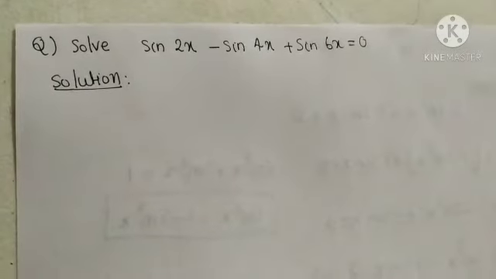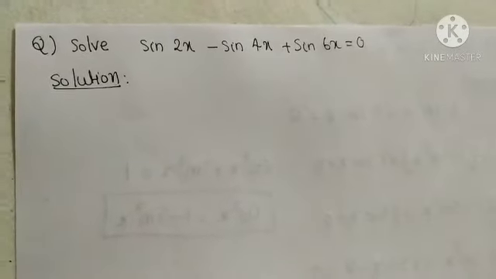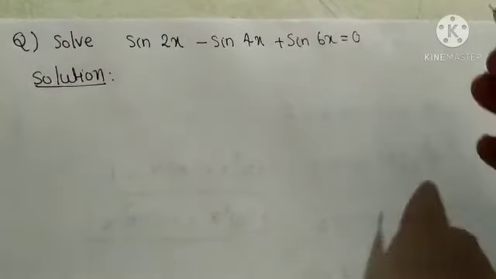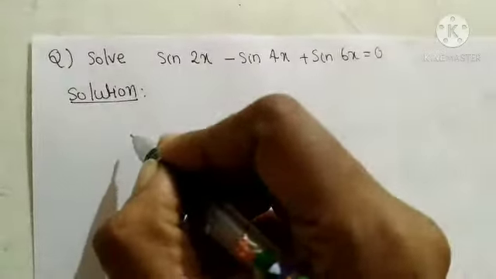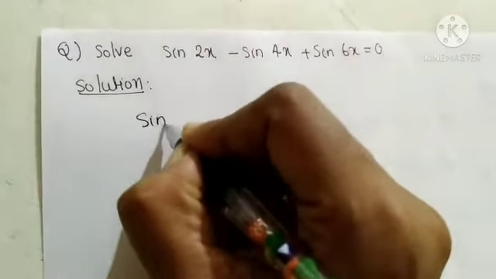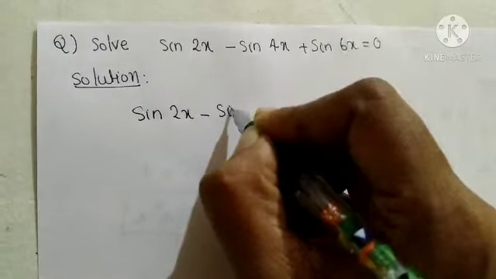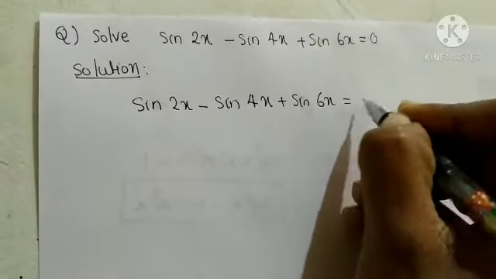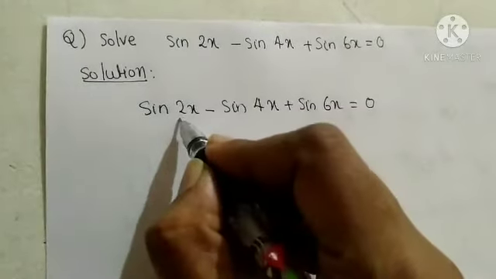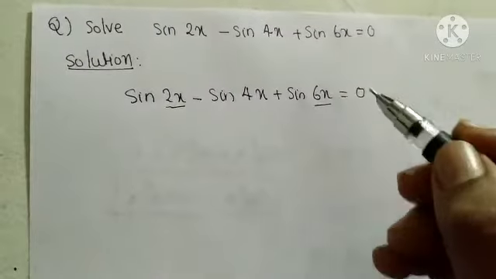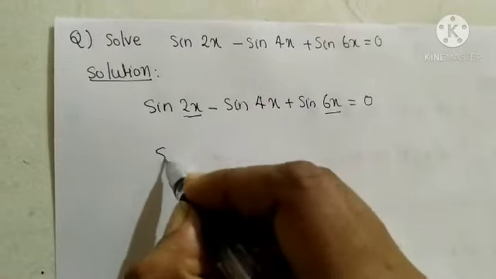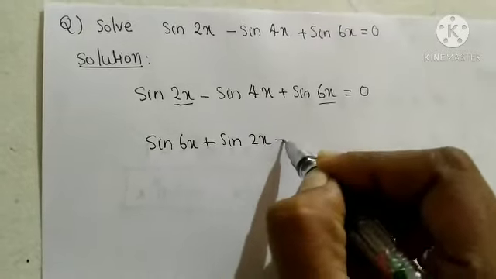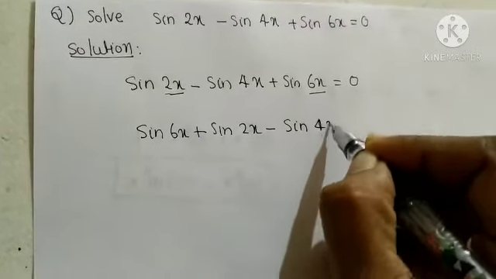Solve sin 2x minus sin 4x plus sin 6x equal to 0. So here we need to find out the general solution x. So let's start the solution of this question. Given that sin 2x minus sin 4x plus sin 6x equal to 0. So taking this small angle and large angle together, it will become sin 6x plus sin 2x, and also write this minus sin 4x here.